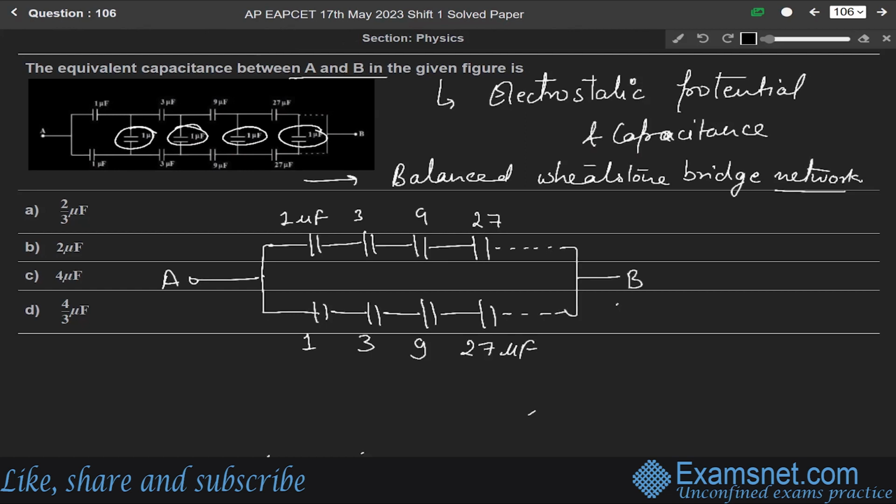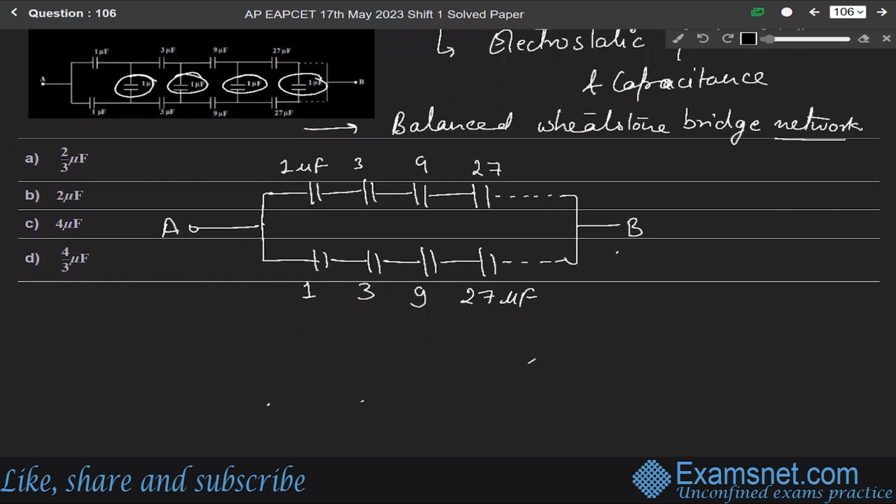So for solving this circuit network, first of all we have to find the capacitance of these 4 capacitors and then the capacitance of these 4 capacitors. Since these 4 capacitors are connected in series, let us say the capacitance here is C1 dash and here the capacitance is C2 dash.